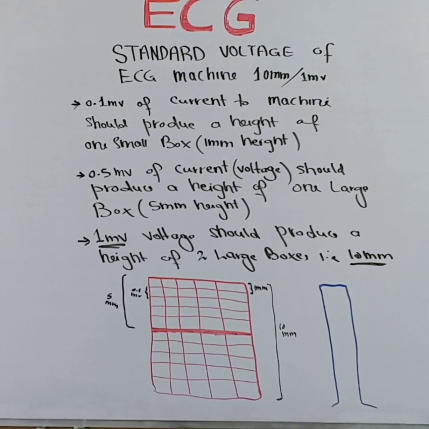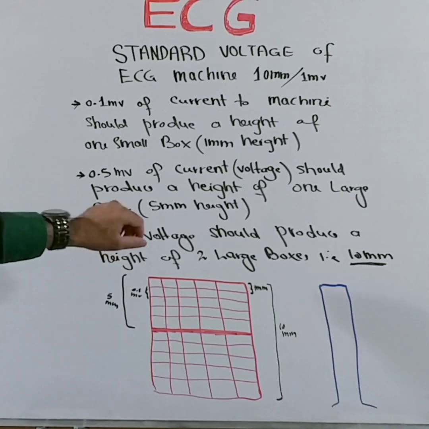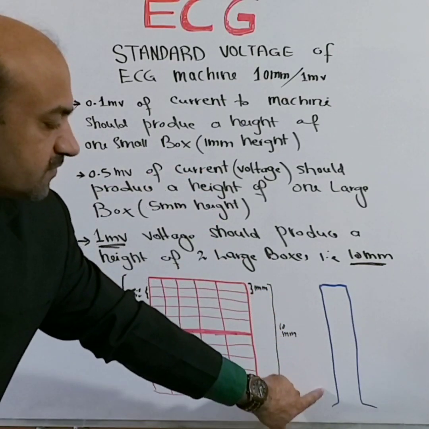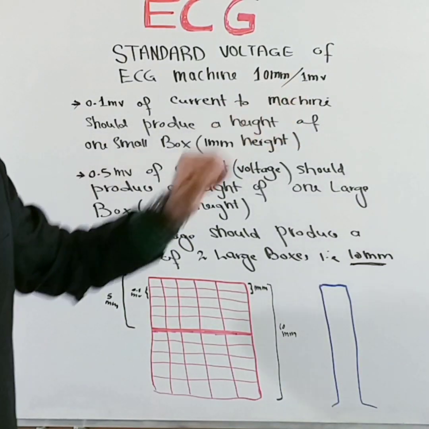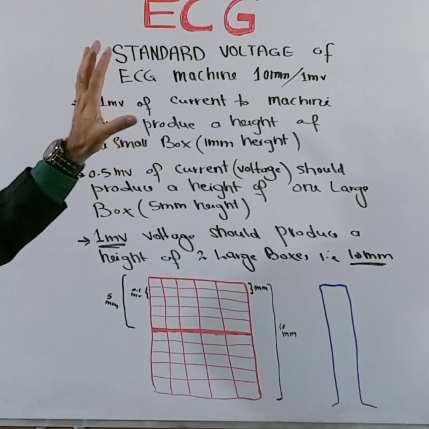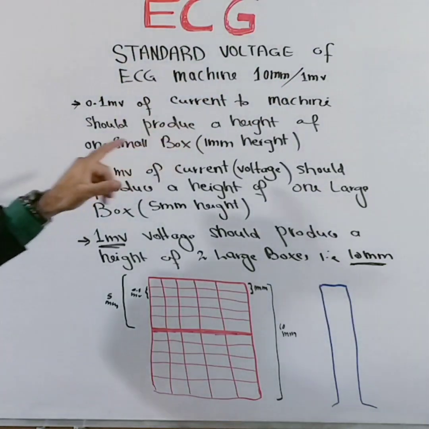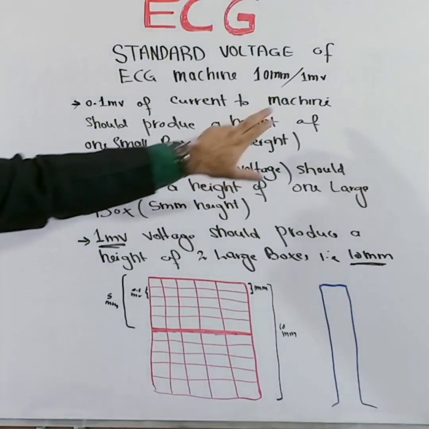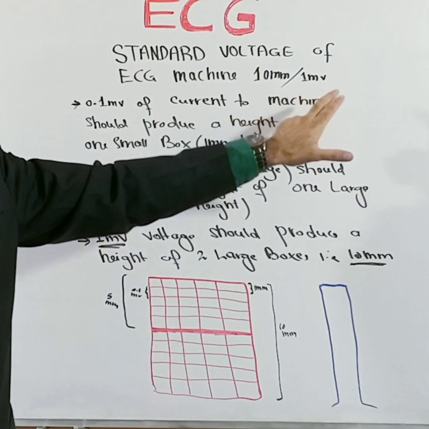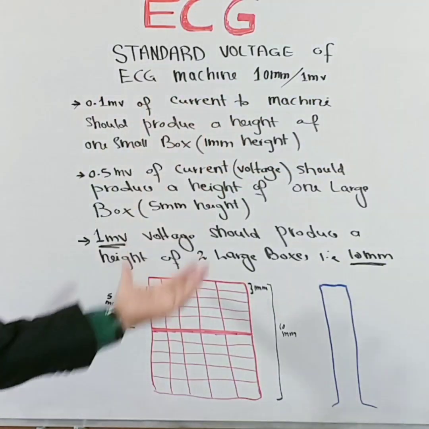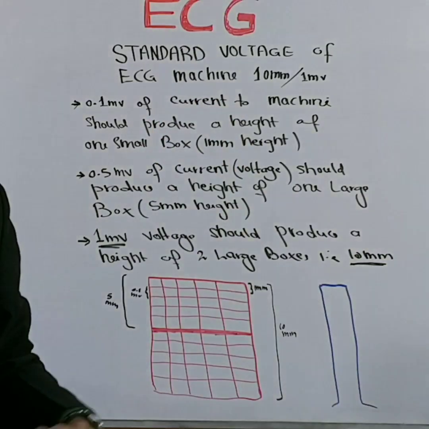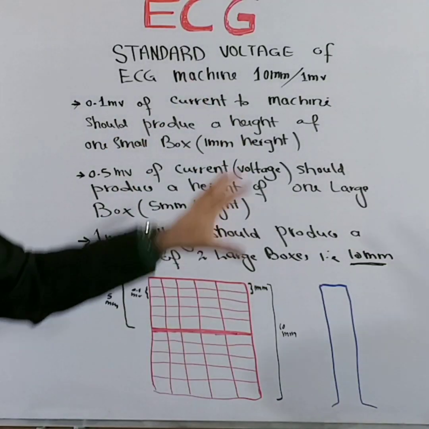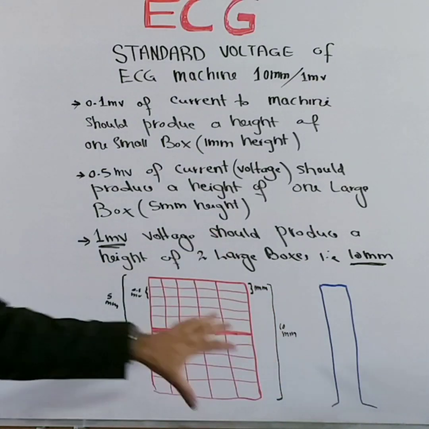Another thing which is important for you to note on the ECG paper is this mark. This is a sensitivity marking, and it reads 10 millimeter per millivolt. This is important that you note this thing. Why? Because this is the standard voltage which is being delivered to the machine, and that causes the height of the deflections both upward and downward. This is the sensitivity of the ECG machine.